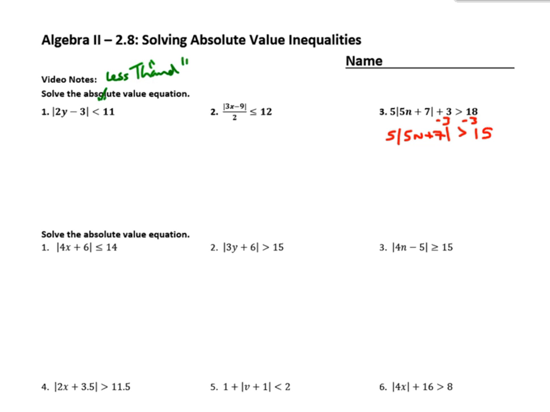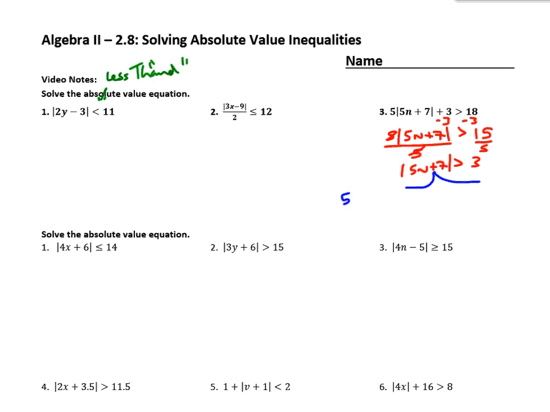Now, the absolute value is still not by itself, so I'm going to have to divide both sides by 5. So I get the absolute value of 5n plus 7 greater than 15 divided by 5, which is 3. Now I've got the absolute value by itself. I want to split it. I'm going to split it that way and split it this way.